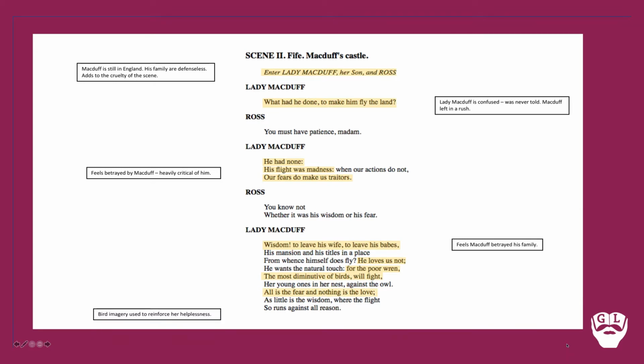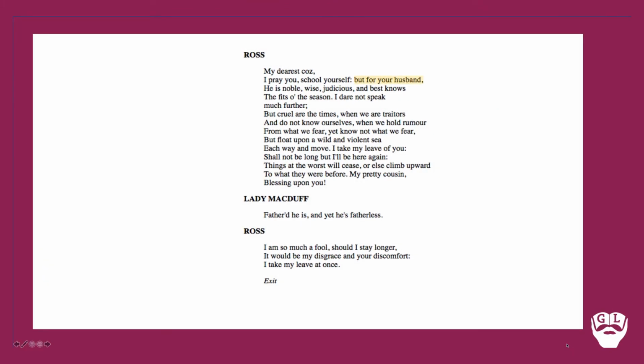Notice she compares herself here to a wren. This bird imagery is used to reinforce her helplessness and the feeling of doom that's coming across here at what has happened. As the scene continues, Ross argues that her husband is actually noble, wise and judicious. He's defending Macduff's honours and virtues in spite of what he has done.